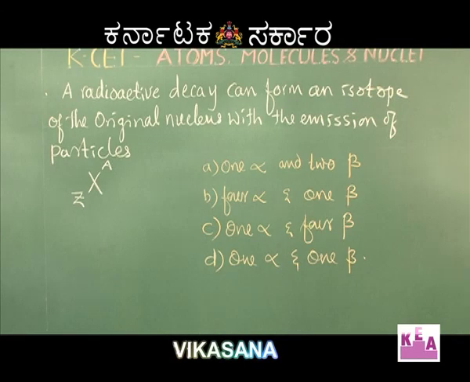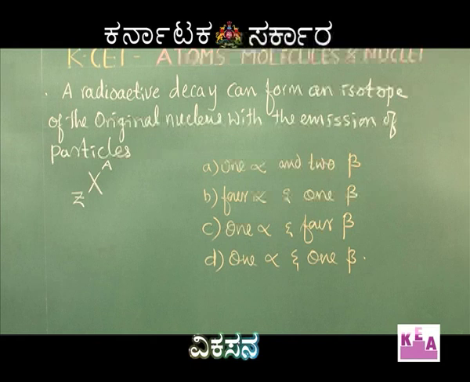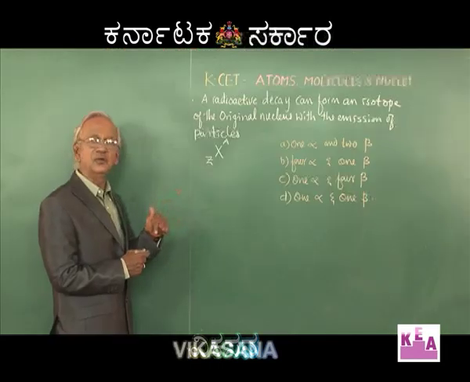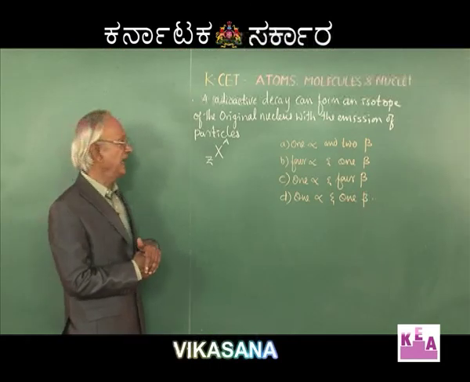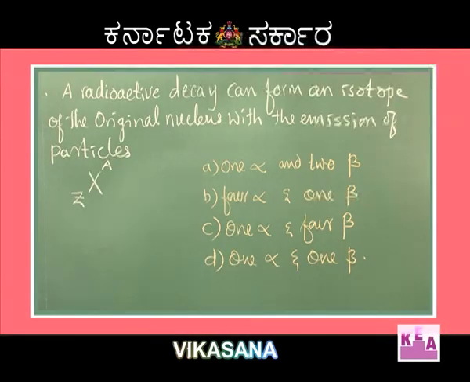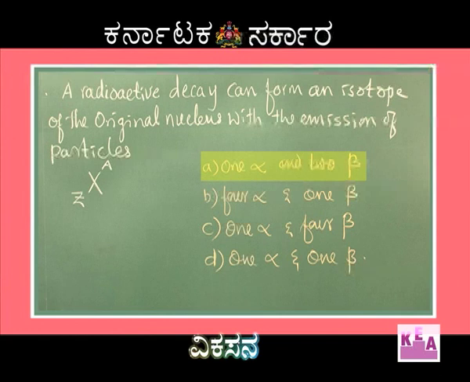So, because of the emission of alpha particle, if the atomic number has reduced by 2, to compensate for that, you need to have 2 beta particles, and hence the options, if you go through the first, 1 alpha particle, 2 beta particle is the correct option. So, that is the answer for the question.